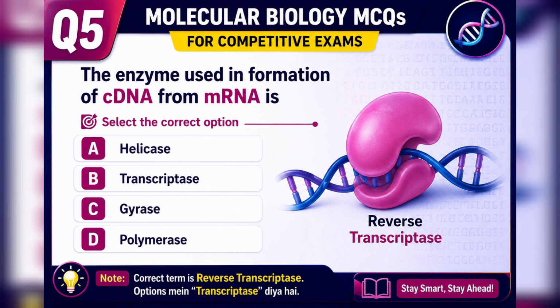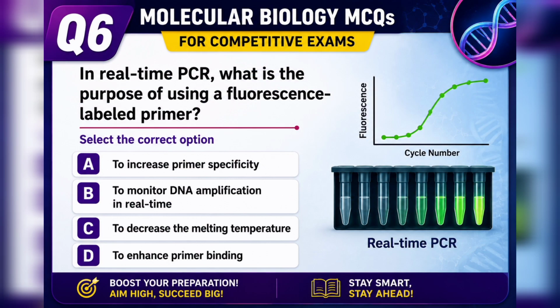Question number 5. The enzyme used in formation of cDNA from mRNA is. Select the correct option. A. Helicase. B. Transcriptase. C. Gyrase. D. Polymerase. Note: the correct term is reverse transcriptase. Options may be incomplete.